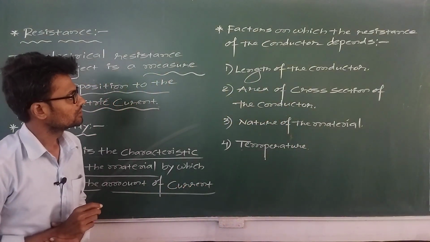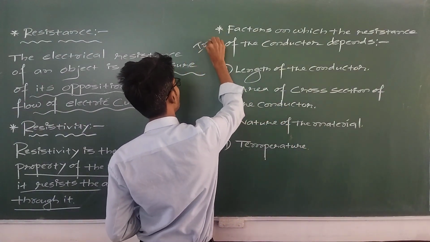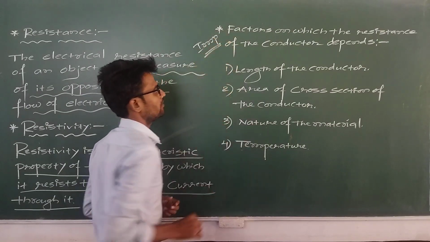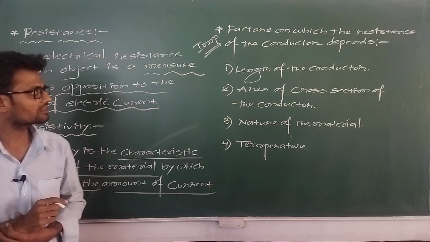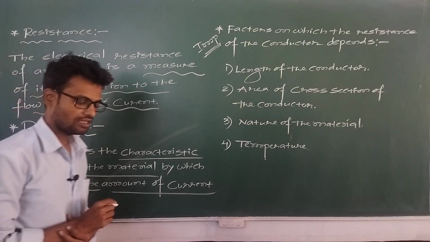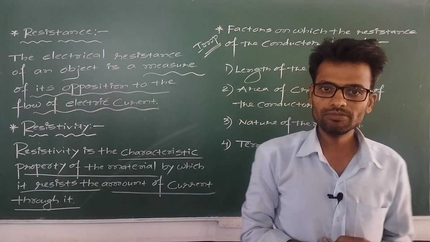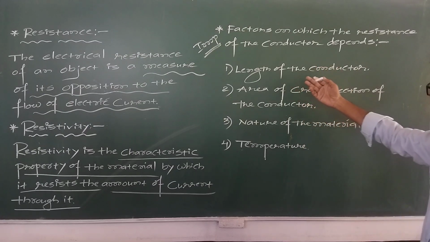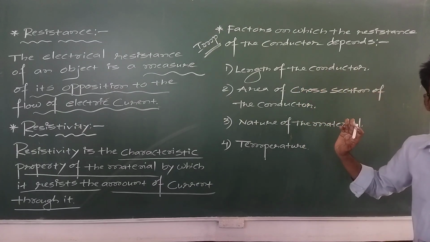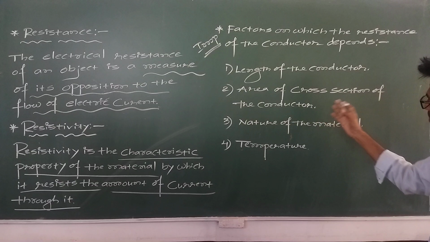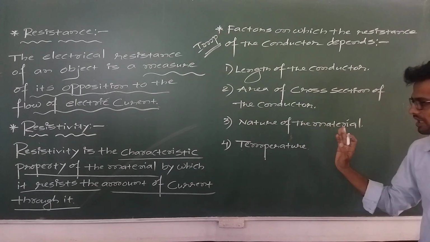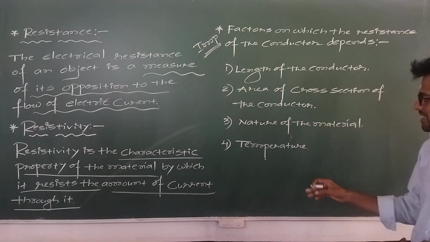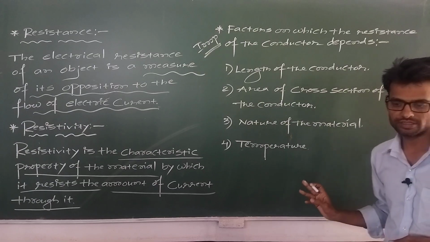So these are very important factors on which the resistance of the conductor depends. First one, length of the conductor. Second one, area of cross section of the conductor. Third one, nature of the material, and fourth one, temperature. Right?